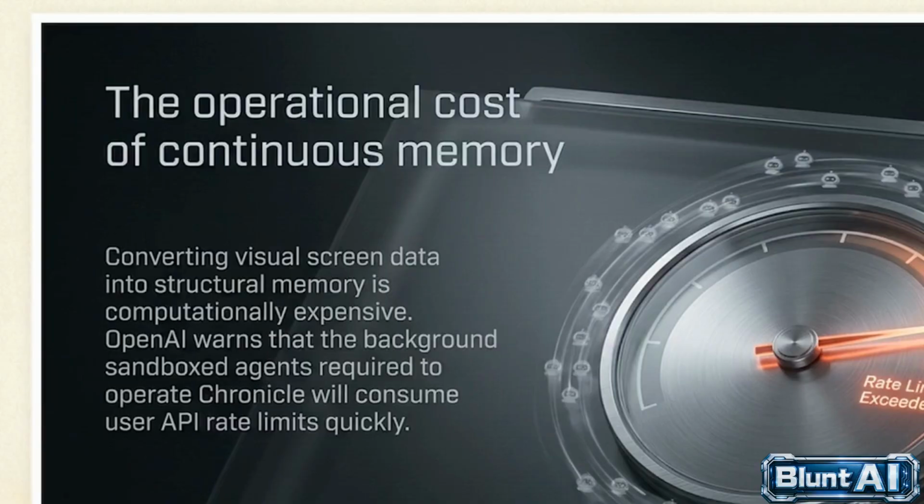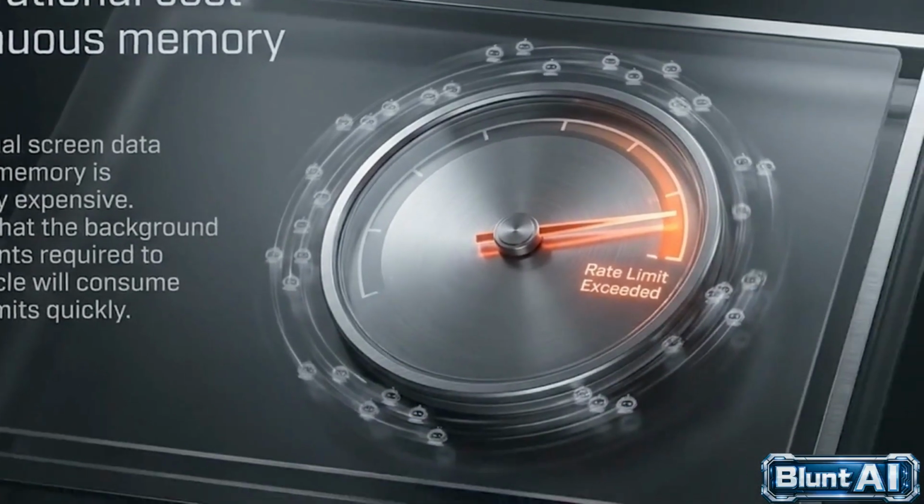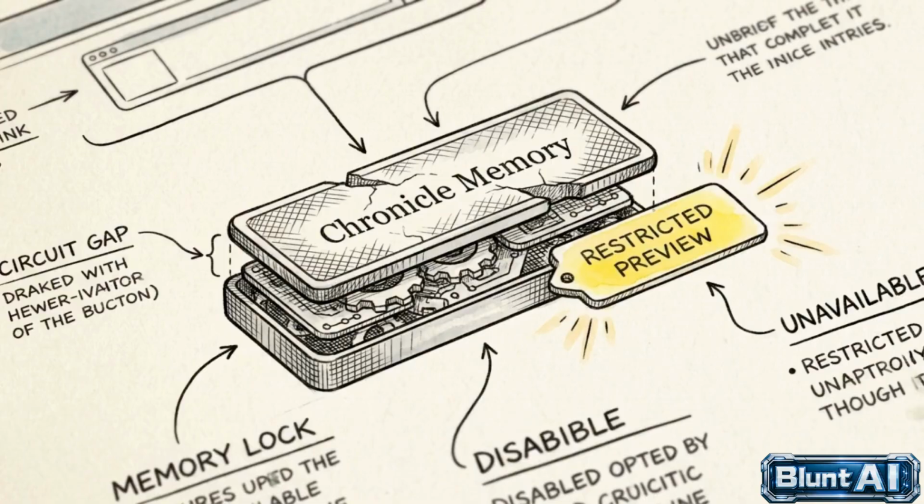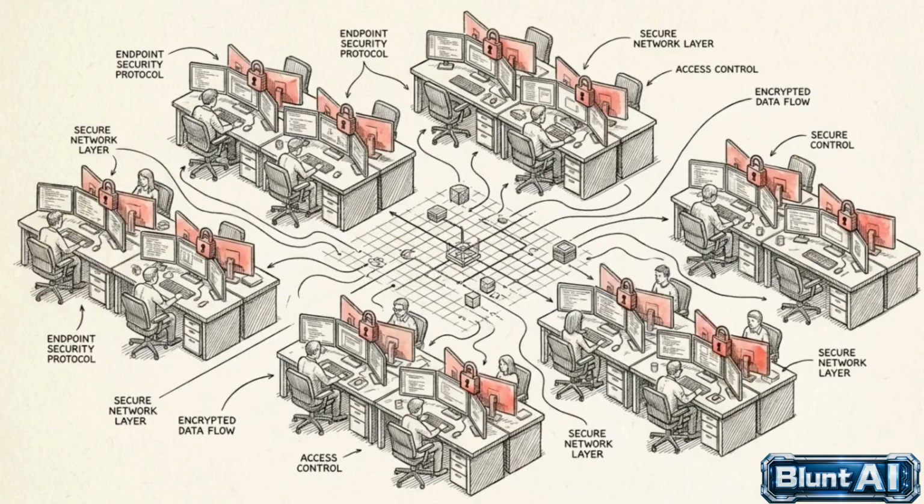Generating these memories carries a high operational cost. Running sandboxed models in the background to constantly analyze and summarize images will rapidly burn through your API rate limits. These combined vulnerabilities explain why OpenAI is keeping this locked to an experimental preview. Deploying ambient AI safely demands a complete reevaluation of how we handle enterprise endpoint security.